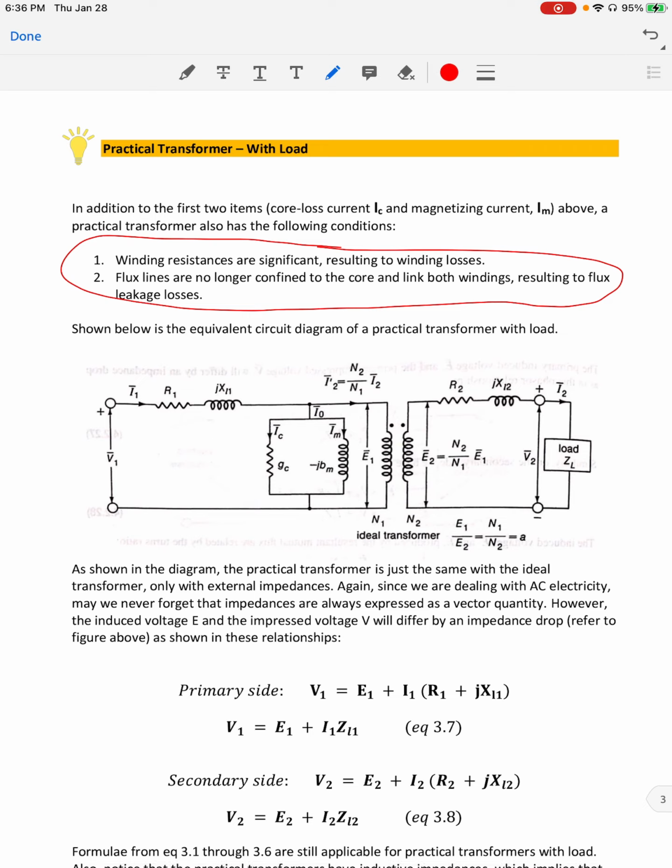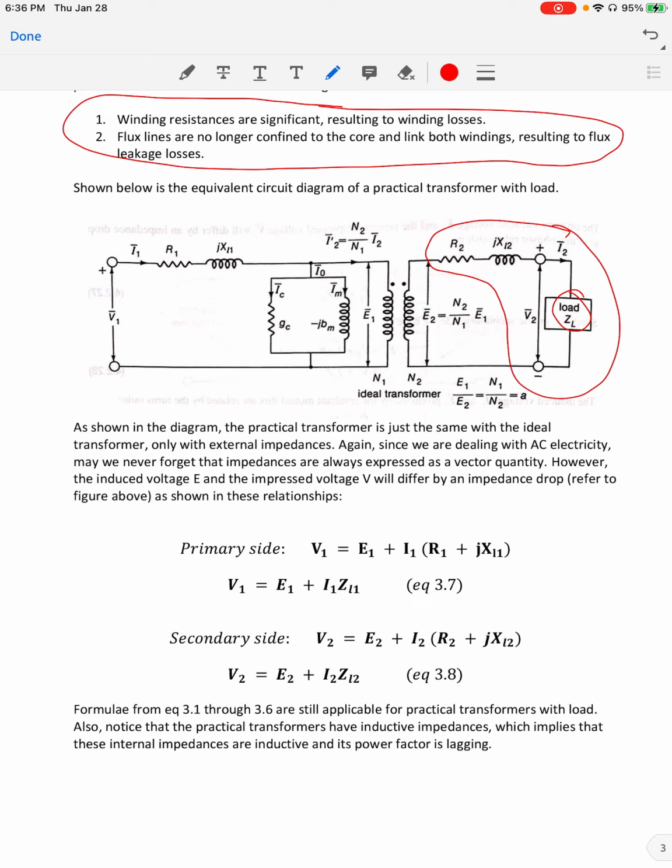What you're seeing now is the equivalent circuit diagram of a practical transformer with load. Earlier we did not have this portion here, but now that it is loaded, as expected we have the load represented by ZL. It is not too complicated, class. As shown in the diagram, the practical transformer is just the same as the ideal transformer, only with external impedances. Now that it is practical, we have these impedances.